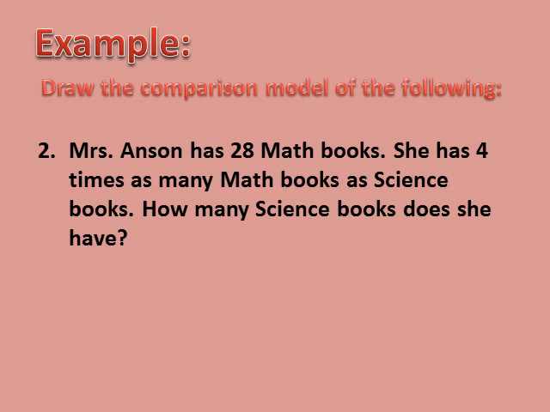Okay, so let's go back to the first line again. She has 28 math books, and these math books will be represented by this blue bar. And why did we divide this one into 4? Okay, because it is mentioned that she has 4 times as many math books as science books. So let's divide this bar that represents the math books into 4 equal parts, so that one part will represent the number of science books.